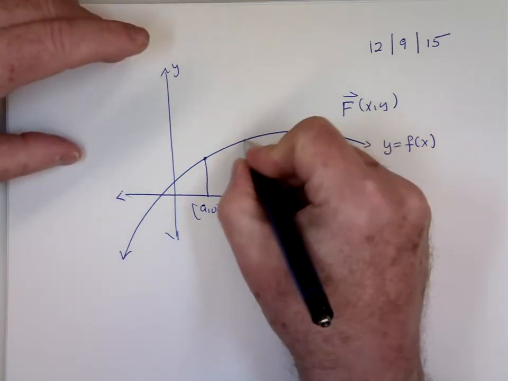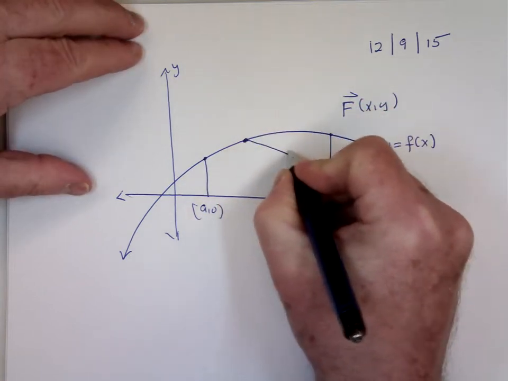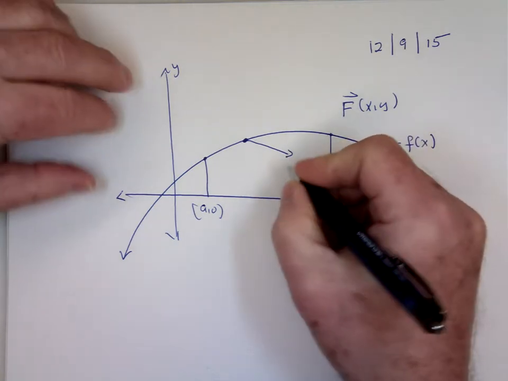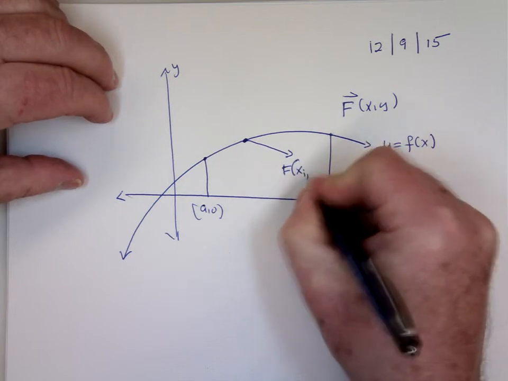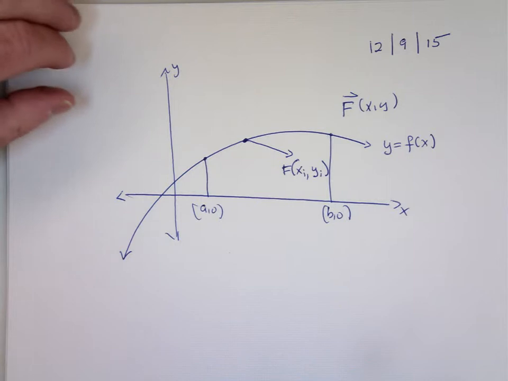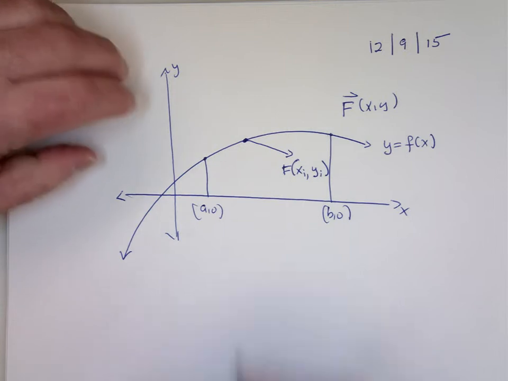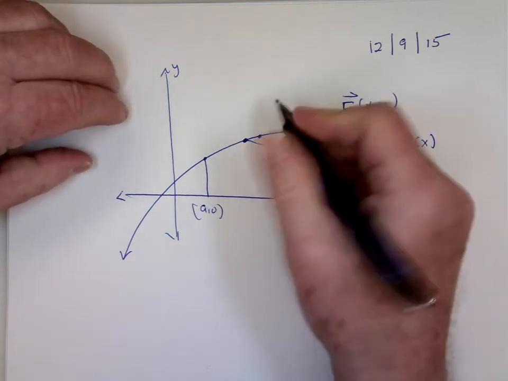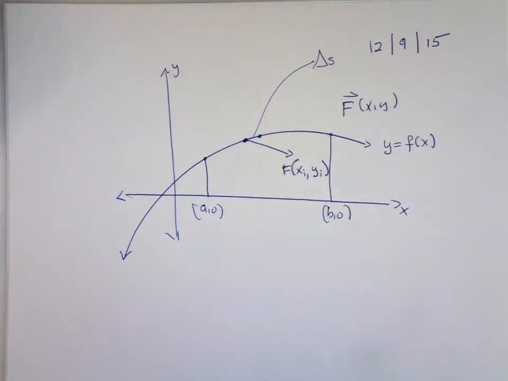So let's take a point here. Now, we've got a force at this point, f of x sub i, y sub i. Well, we have to find the work done. Work is force times distance. So we're going to take this over a small distance, let's say delta S. That distance is a small distance along our path. It's a little piece of the arc length.